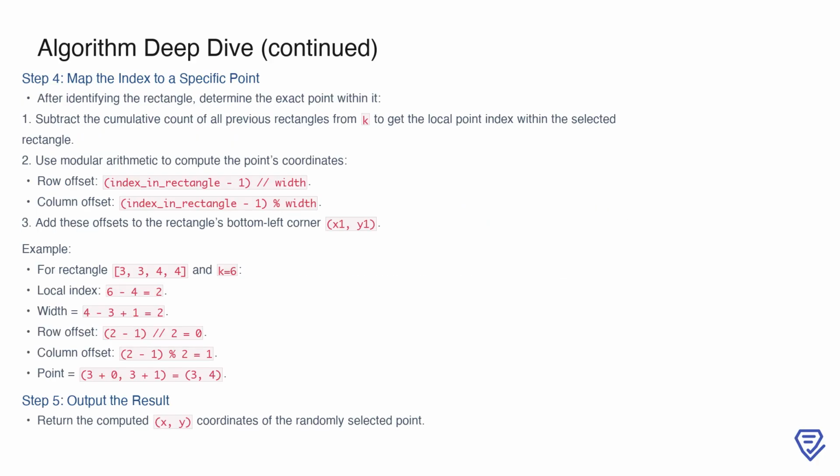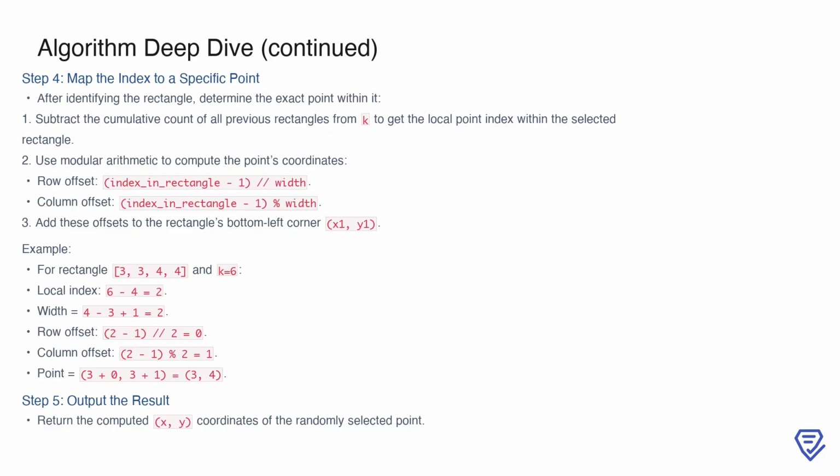Once we've identified the rectangle corresponding to k, our next step is to determine the specific point within that rectangle. We do this by first finding the local index of the point within the rectangle. This is done by subtracting the cumulative count of all previous rectangles from k. For example, if k equals 6 and the prefix sum up to the first rectangle is 4, the local index is 6 - 4 = 2.